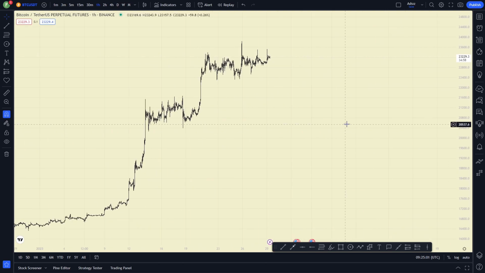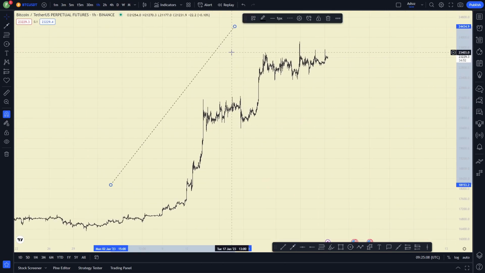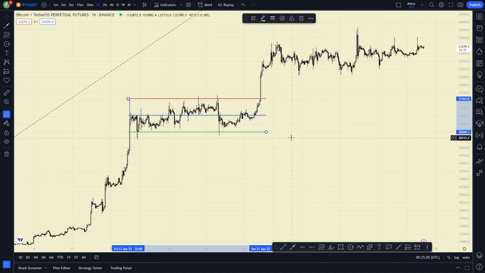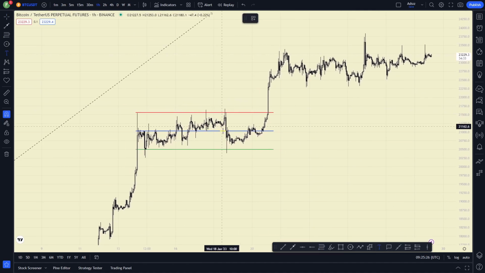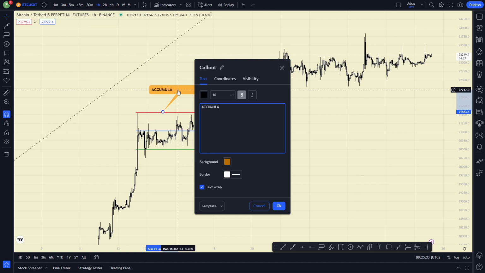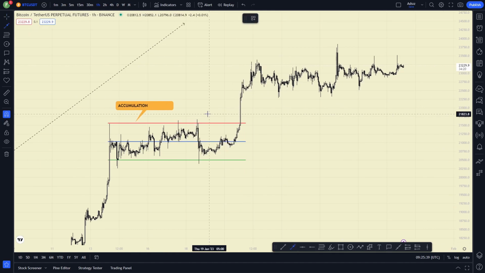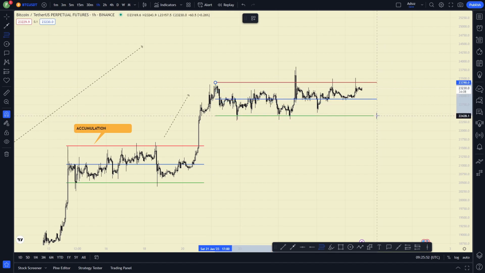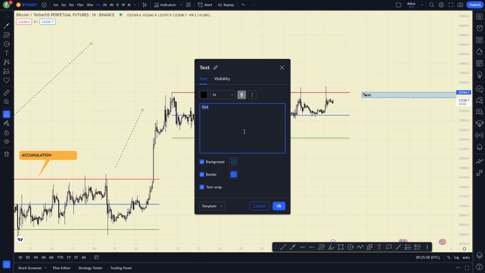You can see a sharp rise. Upon closer examination, we see a sharp rise followed by a consolidation. In 1 hour, this consolidation has turned into an accumulation. Then the price has risen again and created another consolidation.